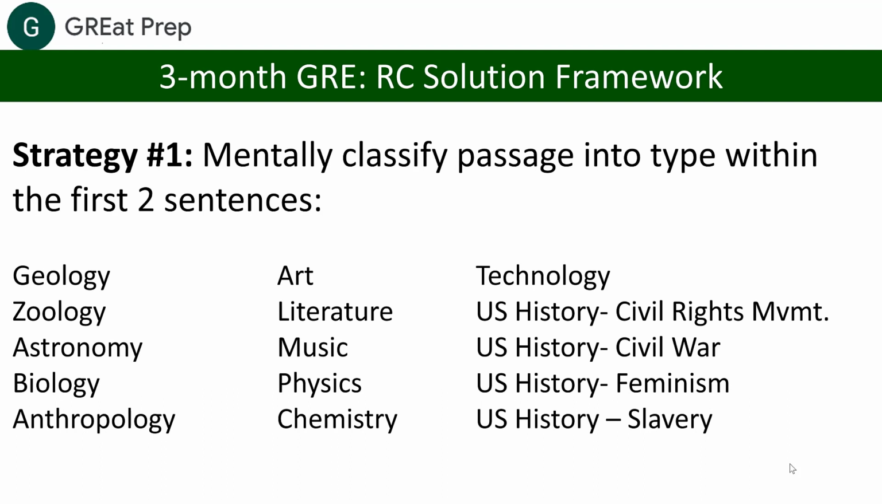Strategy number 1. The first step is to mentally classify the subject matter of the passage within the first 2 sentences into one of these 15 different categories. There is a very high likelihood that every passage that you encounter on the GRE reading comprehension will fall into one of these 15 types.